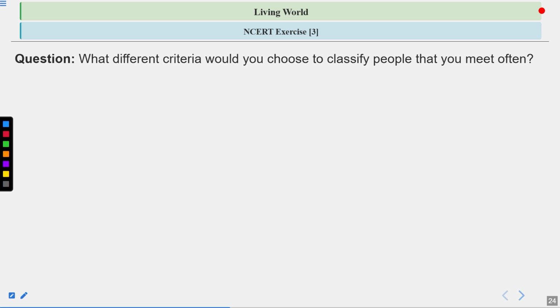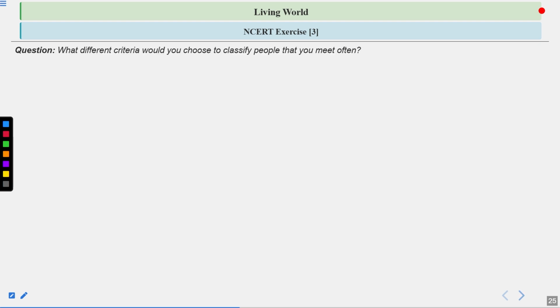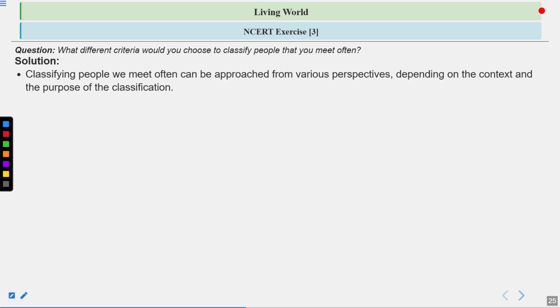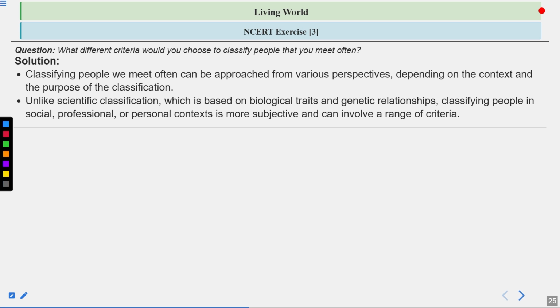Let's discuss this question. What different criteria would you choose to classify people that you meet often? So what would be the answer for this question? Classifying people we meet often can be approached from various perspectives depending on the context and the purpose of the classification. Now, unlike scientific classification, which is based on biological traits and genetic relationships, classifying people in a social, professional or personal context is more subjective and can involve a range of criteria. So what are these criteria?